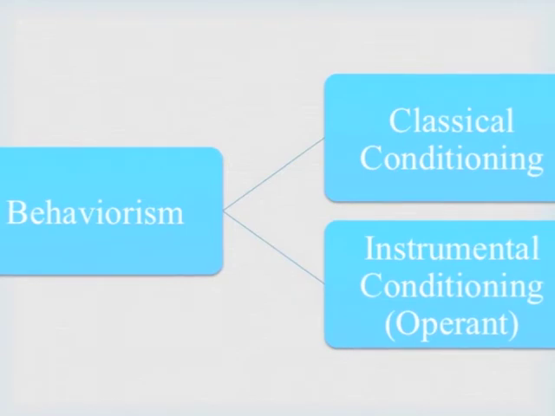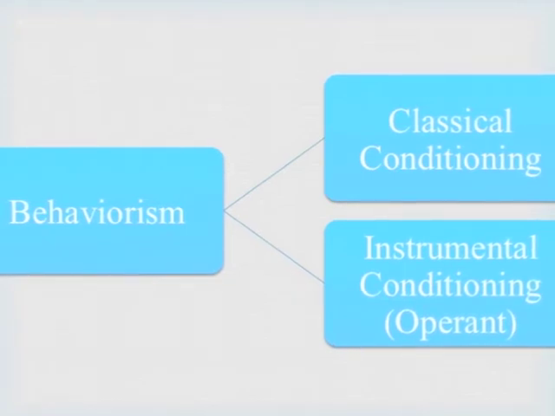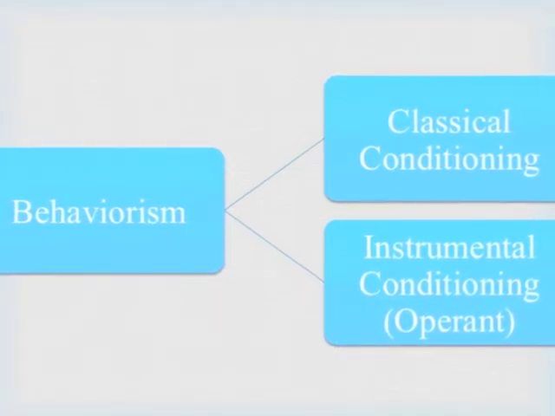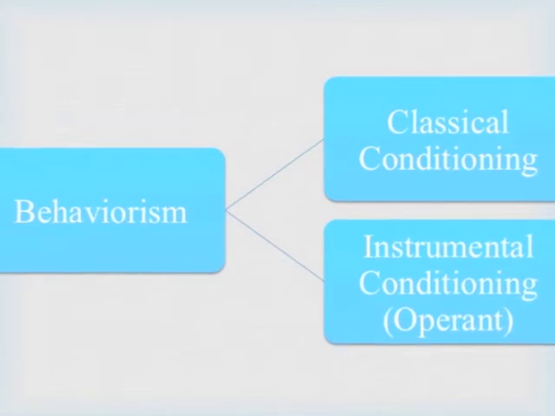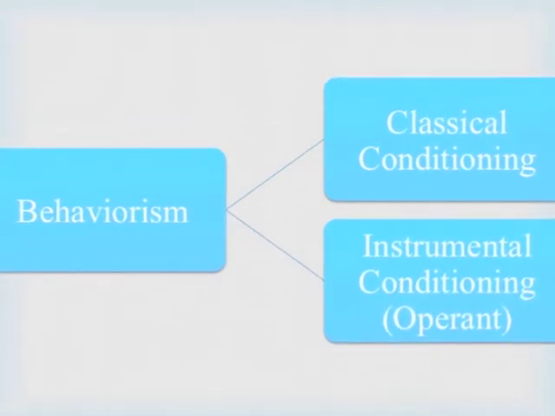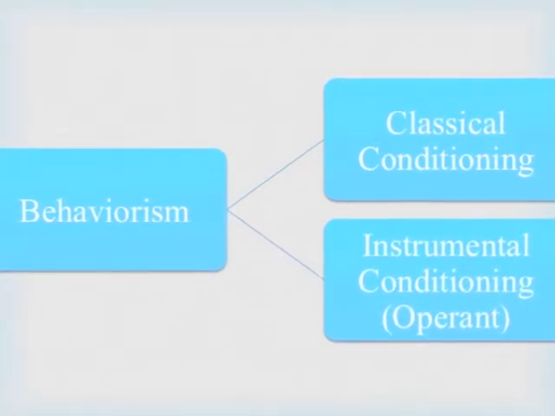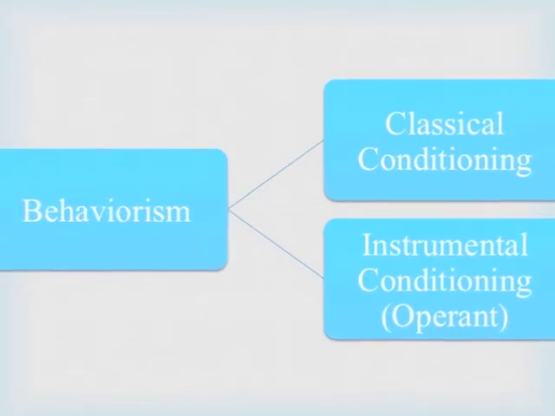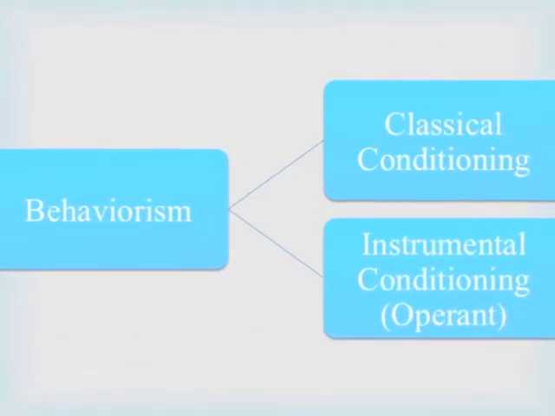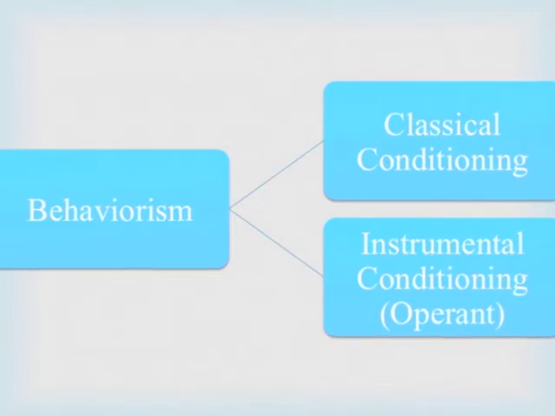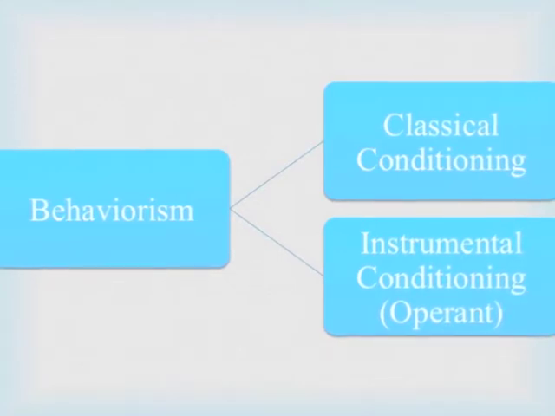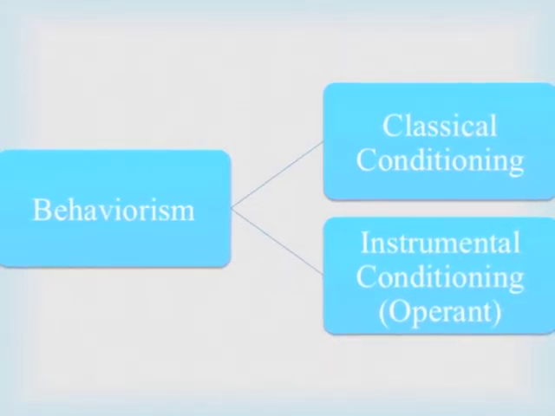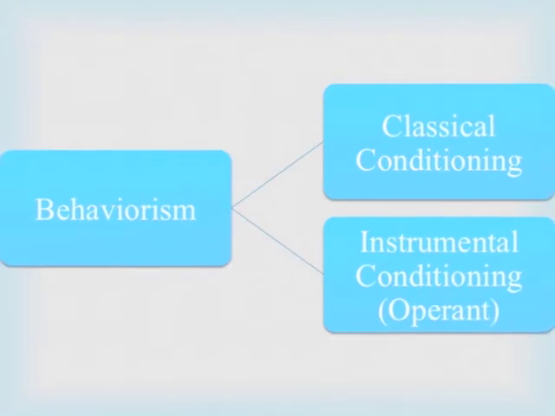There are two categories within behaviorism. The first category is classical conditioning, and the second category is instrumental or operant conditioning. You'll see both of those terms. I like to use operant conditioning, but your textbook uses instrumental, so just know that those two are the same thing. Well, first we're going to talk about classical conditioning.